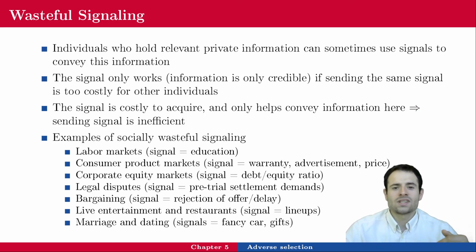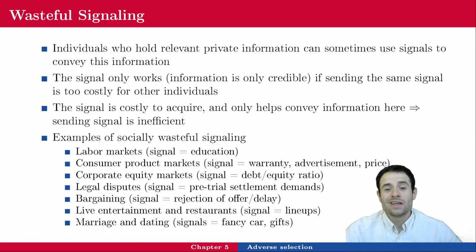So adverse selection is a problem that we encounter in real life very, very often. Simply because most of the time, some agents, some people, have an incentive to keep some information for themselves, or sometimes they have an incentive to disclose this information in a credible way. Not always. If you're a bad ability worker, you do not want to signal that you are a low ability worker. You would like to lie about it, ideally.